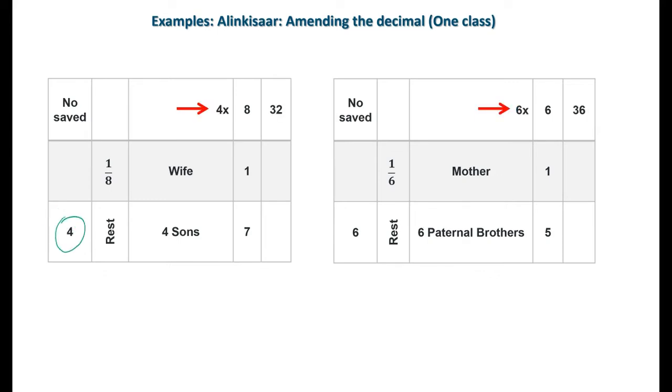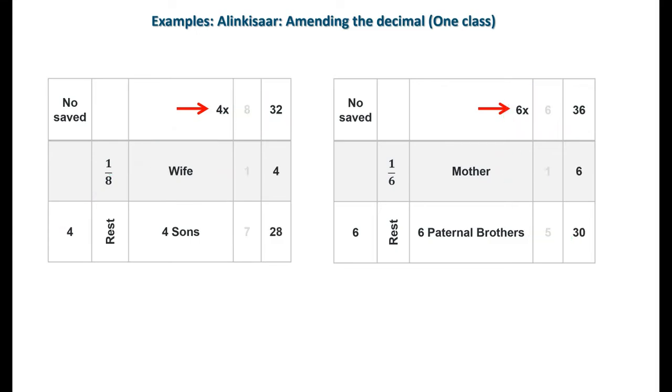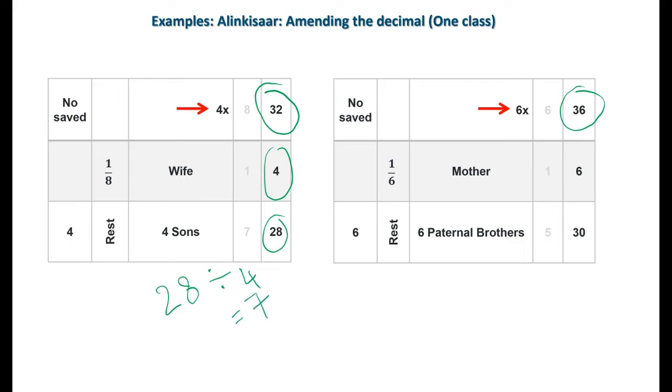We take the number that we saved on top of the total share, and we multiply this. 4 times 8 equals 32, and 6 times 6 equals 36. Then we times this number with the numbers below. 4 times 1 and 4 times 7 in example number 5, and 6 times 1 and 6 times 5. We have now new total shares with a fixed problem. The 4 sons are getting 28 now. 28 divided by 4, and each one of them is getting 7. The paternal brothers are getting now 30 divided by 6 equals 5 each.